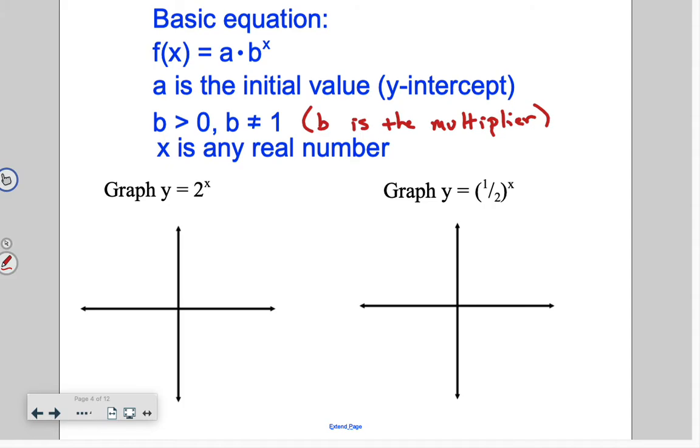And what do exponential graphs actually look like in general before we add in any of the shifts, any of the transformation type stuff like we did previously? Because that's coming on the next slide. So let's start here. Y equals 2 to the x. We already said that B has to be greater than 0. Because of that, that means we have a horizontal asymptote at y equals 0.